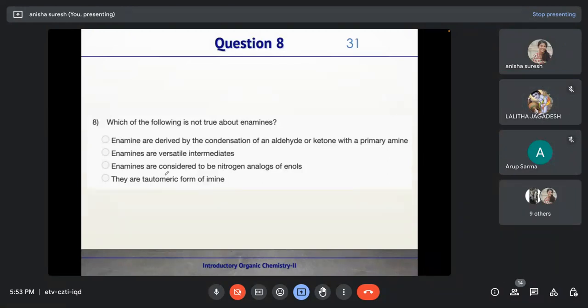Second one? They are not versatile intermediates. Enamines are one of the versatile intermediates, right? Similar to enolates. Enamines can also form intermediates, and for alkylation reactions, in the case of aldehydes and so on, they will be versatile intermediates. The right option will be option A, because they are formed by the condensation of an aldehyde or ketone with a secondary amine, not a primary amine.